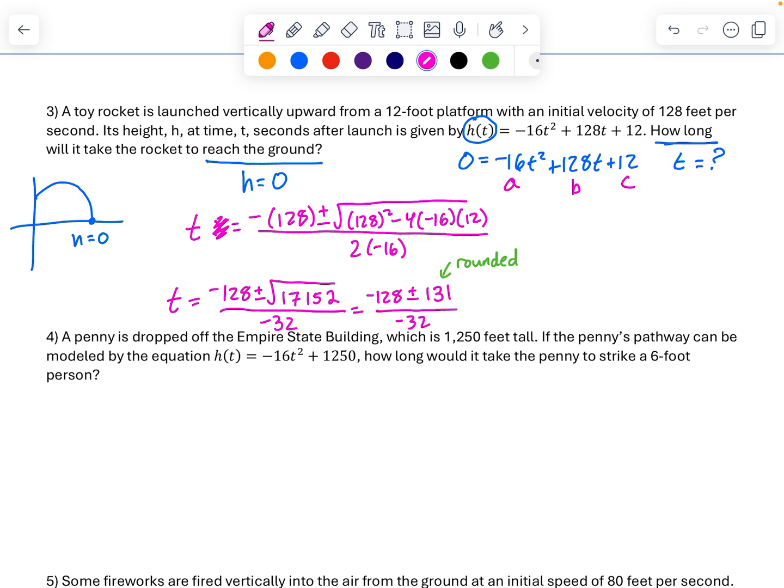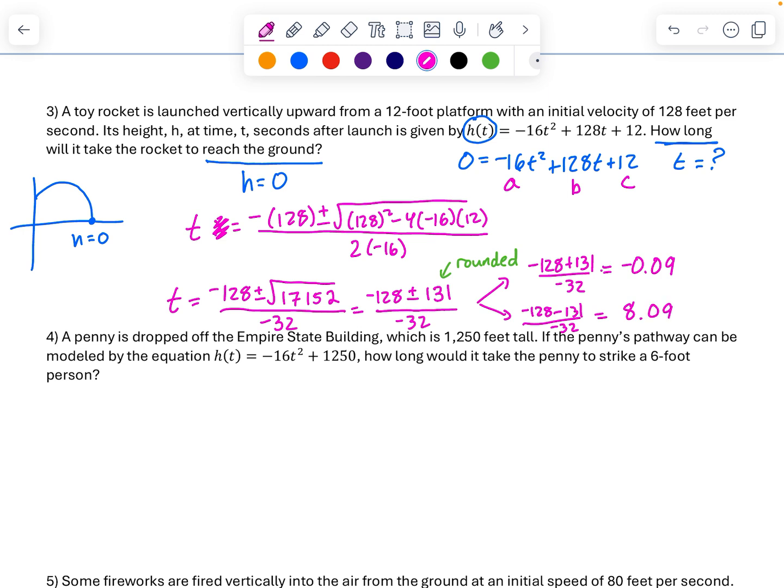So remember, when we have the plus and the minus, we've got to split it up. So I'm going to do negative 128 plus 131 over negative 32, and negative 128 minus 131 all over negative 32. So for the first one, when I typed that in, I got around negative 0.09, and the second one, I got 8.09. So this was our time.